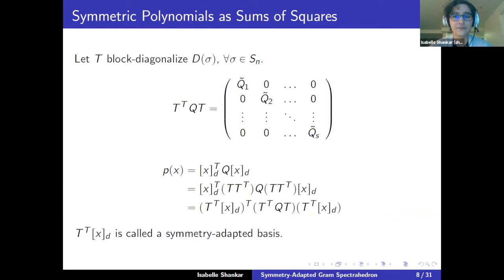Could I ask a quick question about this? Sure. So when you block diagonalize, is there anything we can say about the size of each block? Absolutely, yes. I have a slide on that in the main talk. But let me actually maybe mention it.